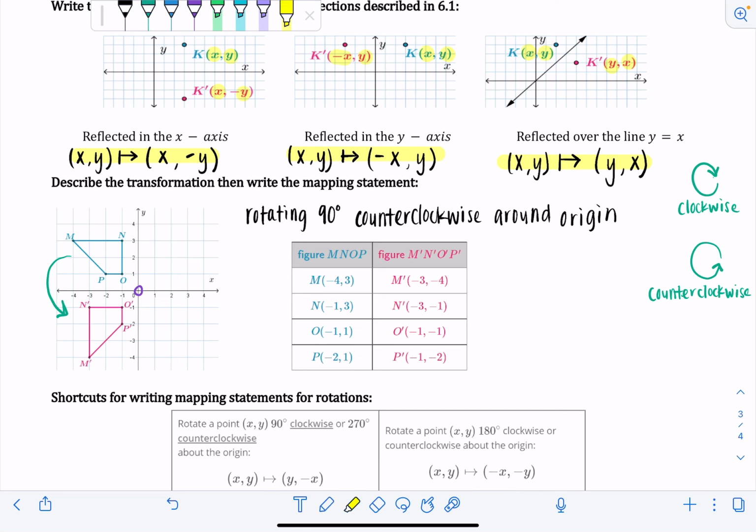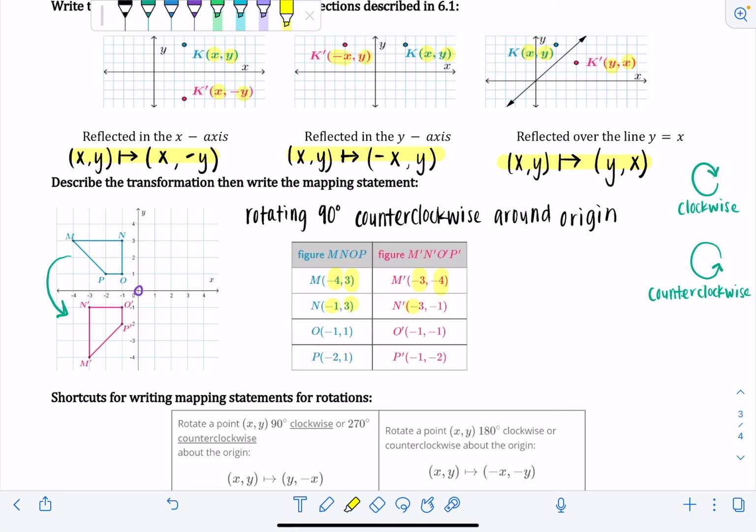And then the things that I notice are, it looks like the X and Y's are getting switched. So we're going from, I'm going to ignore the negatives for right now, but we're going from 4, 3 to 3, 4, 1, 3 to 3, 1, 1, 1. Well, that one's kind of hard to tell that we switched, but 2, 1 to 1, 2. So the numbers are changing.